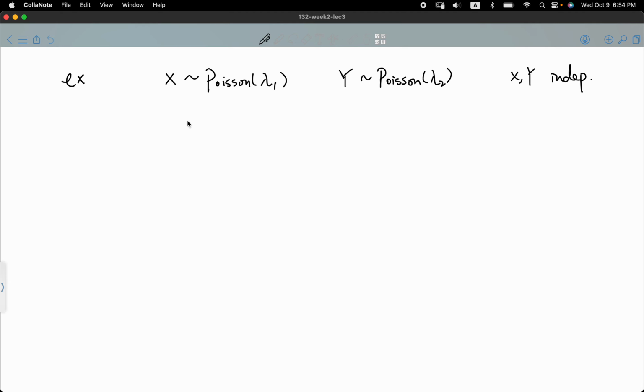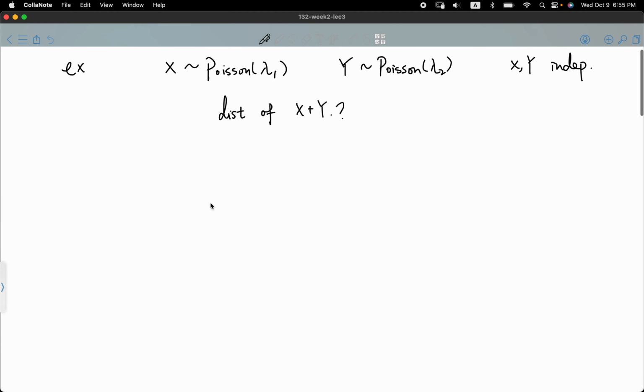So now the question is, what is the distribution of x plus y, the new random variable that we define as the sum of x and y? We're going to use the moment generating function to find the distribution for x plus y. Okay, so now let's set up the moment generating function for this new random variable of interest. Here I put x plus y in the subscript to refer to the random variable that we are interested in.